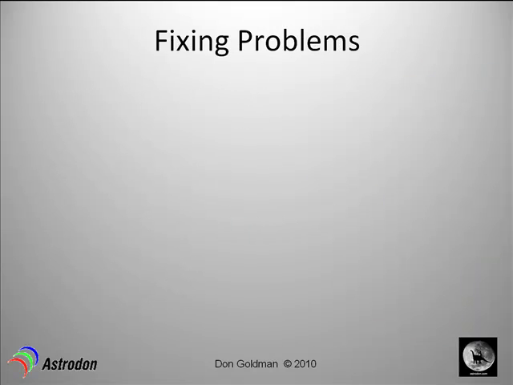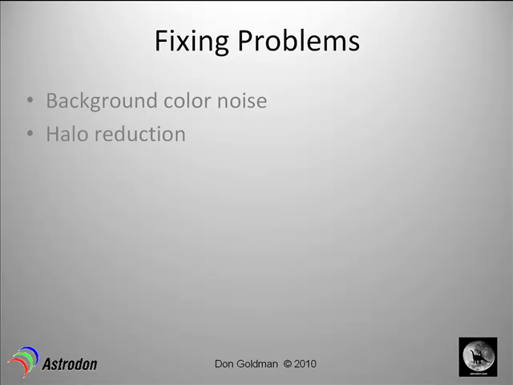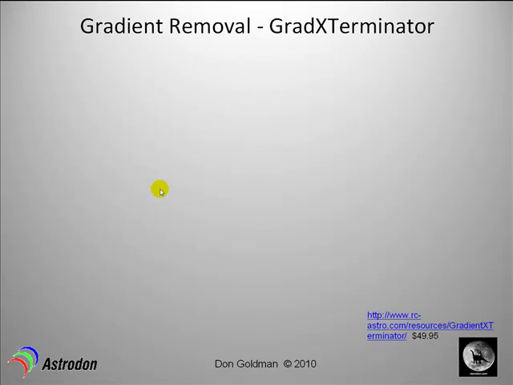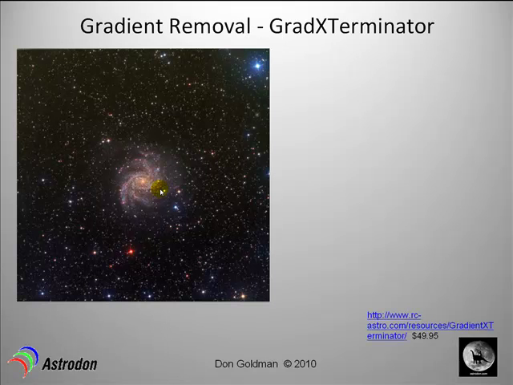Fixing problems. Here are the topics. In the previous tutorial on fixing problems, we covered background color noise, halo reduction, and oblong stars. In this tutorial, we're going to talk about fixing gradients, making your stars smaller, and repairing stars if they're not perfectly round.